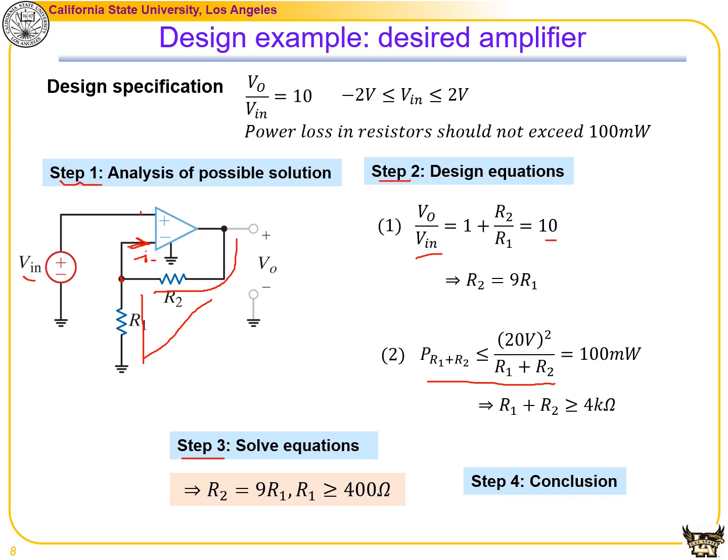Step 3 is to solve the equations: R2 is equal to 9 R1, and R1 is greater than 400 ohm. And step 4 is to select the resistors according to these two requirements.